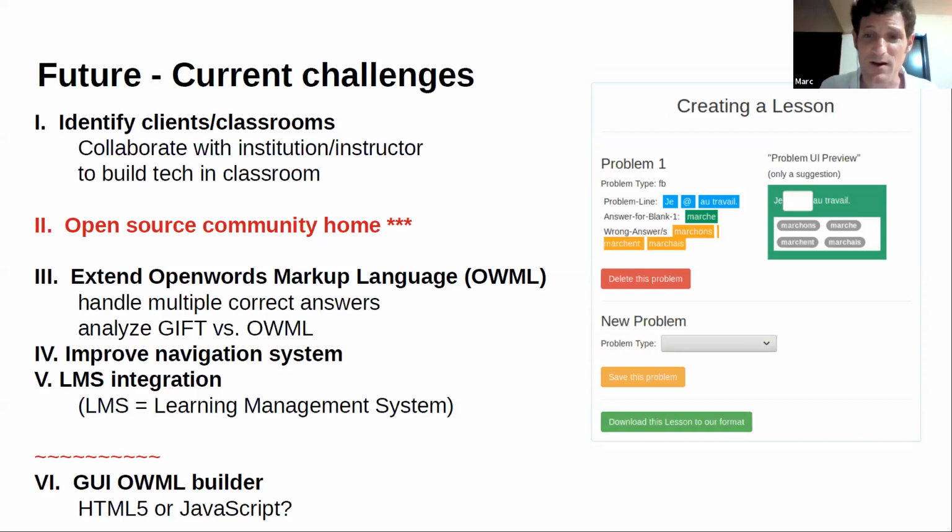The image on the right there is one attempt at a graphical user interface for the Openwords markup language. I'm not sure it was really successful, but again, that objective has been put into the future by essentially our clients. So it's not an essential immediate challenge anyway.